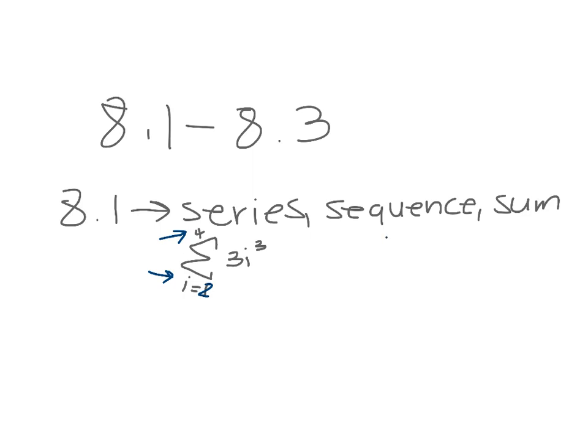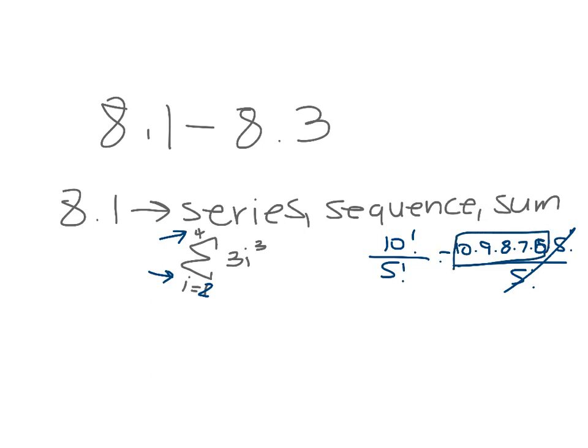Remember something like if I had 10 factorial over 5 factorial, I would break the 10 down until I hit the 5, and then I would multiply out what's left.